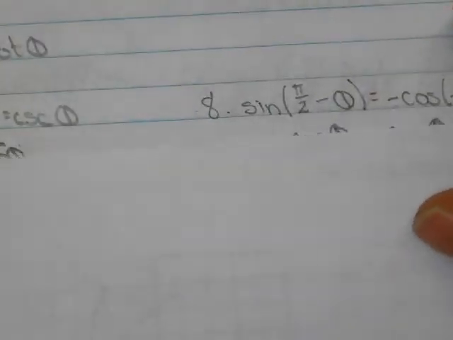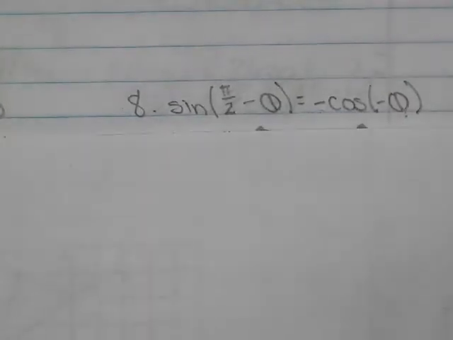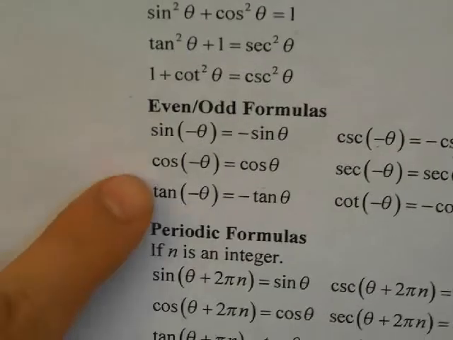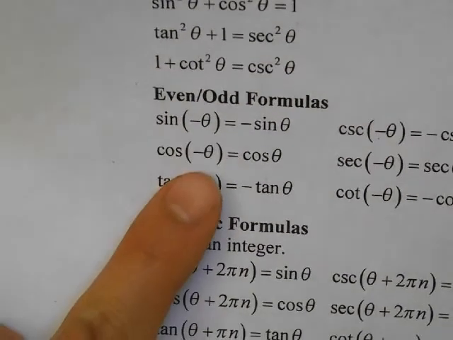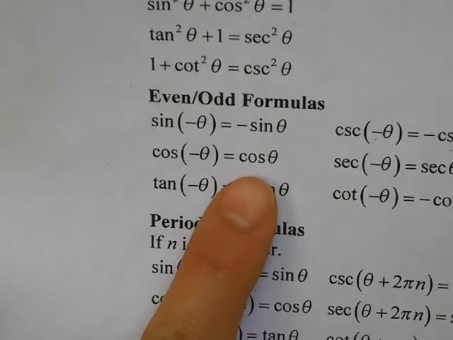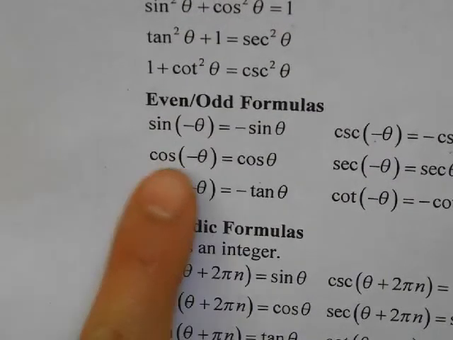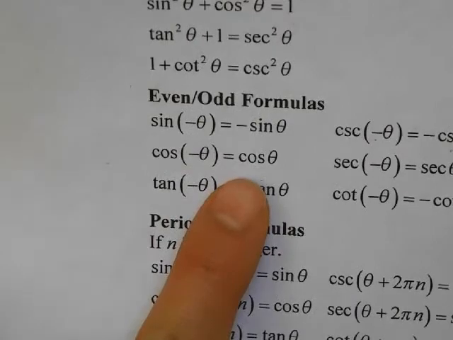Now this one here, we have sine of pi over 2 minus theta equals negative cosine of negative theta. Again, that pi over 2 minus theta tells me that I'm going to be using the cofunction formula. So looking at my cofunction, the sine of pi over 2 minus theta is cosine of theta, and that's going to equal the negative cosine of negative theta. Now when I see that negative theta, I know I have an even or odd function. So looking at my even or odd formulas, the cosine of a negative angle is just the positive cosine of that angle.